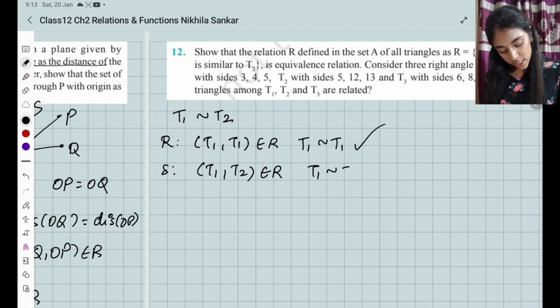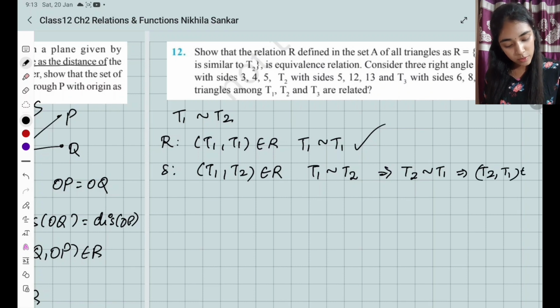Which means triangle 1 is similar to triangle 2. From this, what can we write? Triangle 2 is similar to triangle 1, which means (triangle 2, triangle 1) belongs to the relation. Okay, so this is also symmetric.